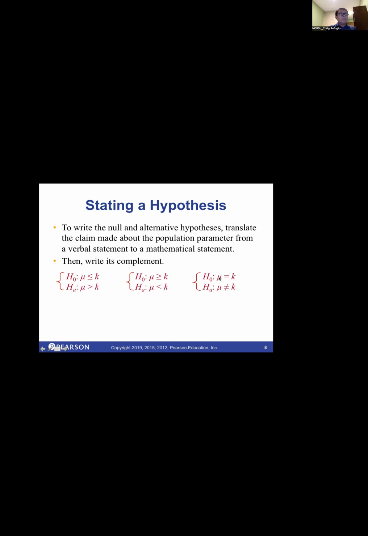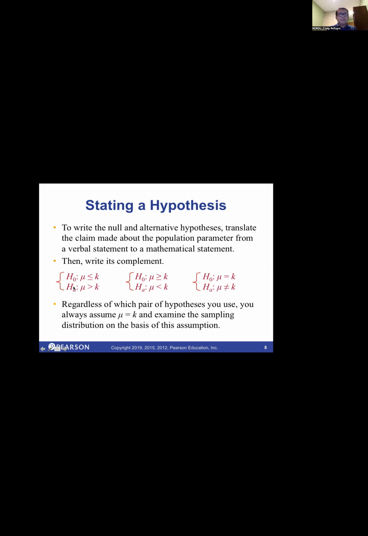Mu is the population mean. I repeat, mu is a Greek letter, and it represents a population mean. The letter K represents any value, actually any value representing the population mean. So I repeat, these are the possibilities. When we look at the pairing of null and alternative hypotheses, these three are the possible pairs.